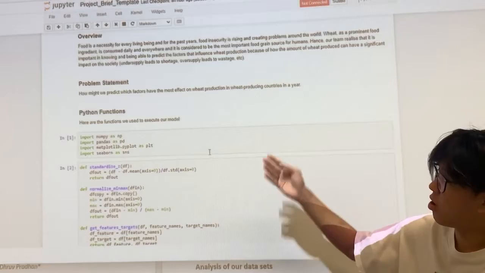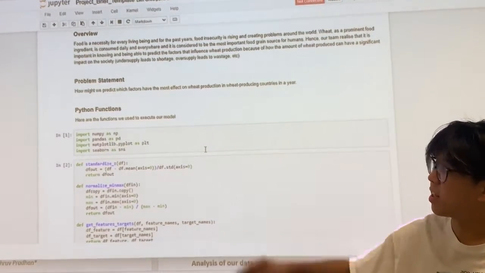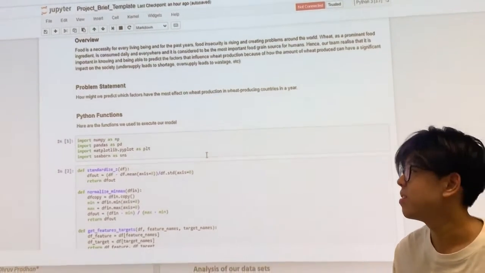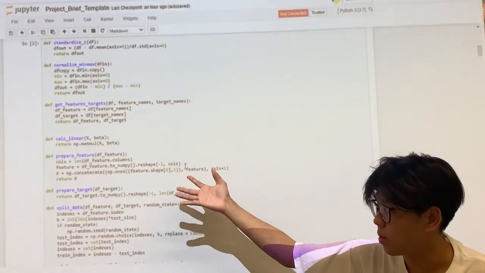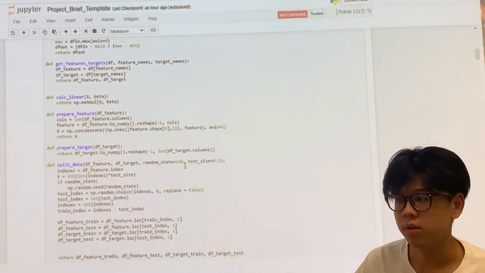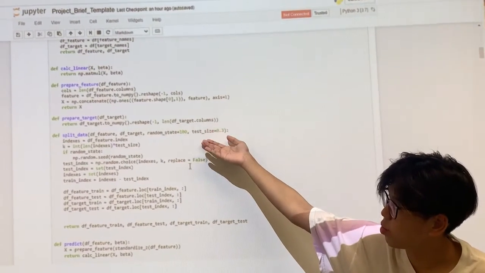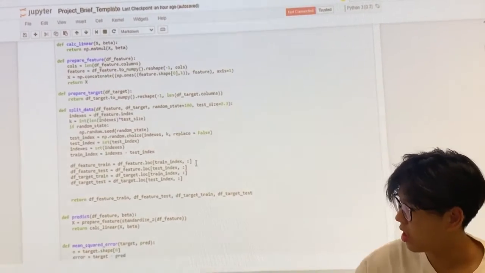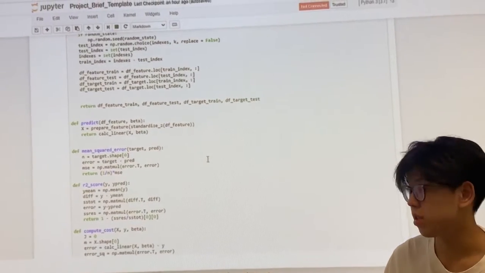So that comes to our problem statement. We want to see how we can predict the factors that have the most effect on wheat production in that country. These functions prepare the data in our data set for us to further model our linear regression. This one is to split the data, this one is to prepare the target, this one is to predict, and this is the function to find the mean square error, which we are going to dive into later.